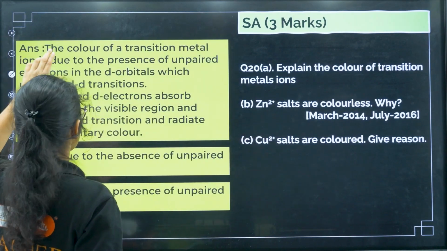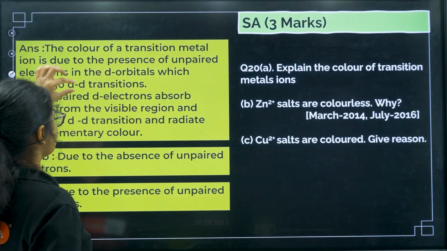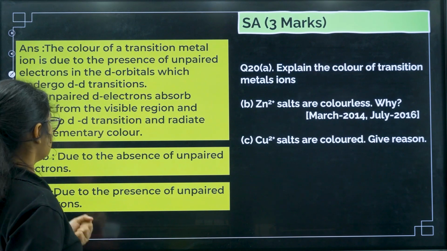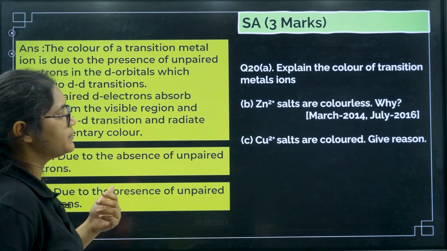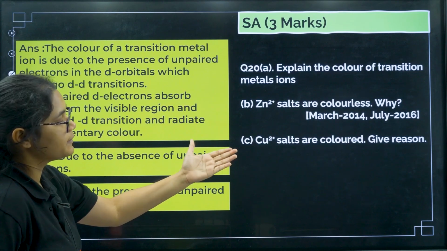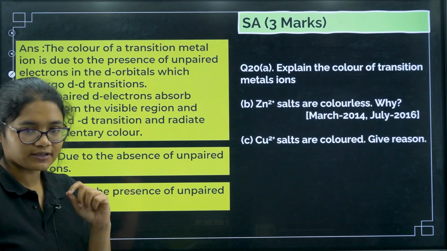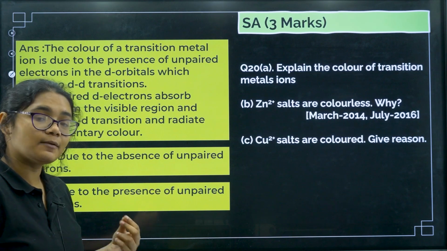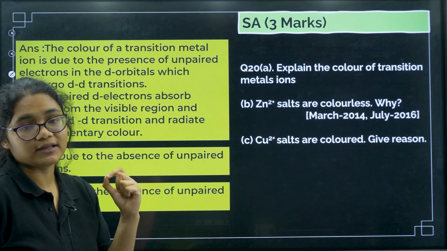So I can explain it in this way. The color of the transition metal is due to the presence of unpaired electrons in the d orbital which undergo DD transition. Now the unpaired d electrons absorb the color from the visible region and undergo DD transition and radiate the complementary color. Now why are Zn2 plus salts colorless? That is because of absence of unpaired electrons. Why are copper 2 plus colored? Because they have unpaired electrons. So whenever a question comes why something is colorless or white, the reason is it does not have unpaired electrons. And whenever a question comes why something is colored, that is because of the presence of unpaired electrons which can undergo DD transition.